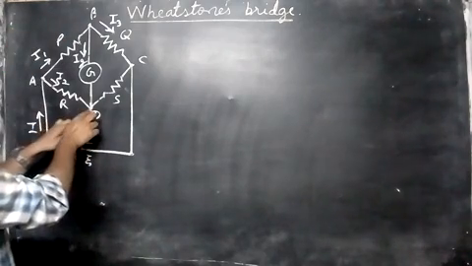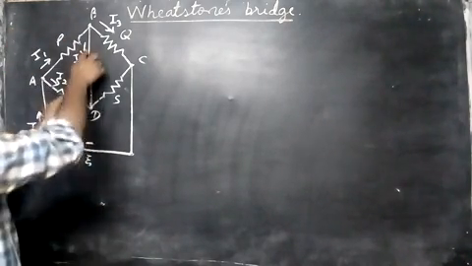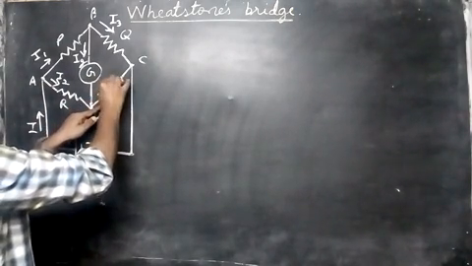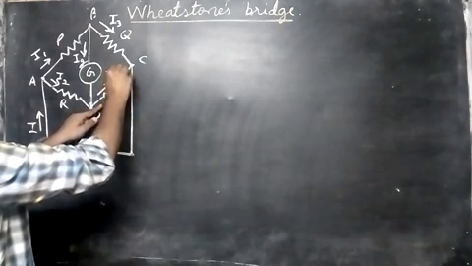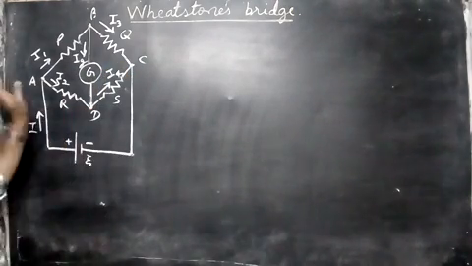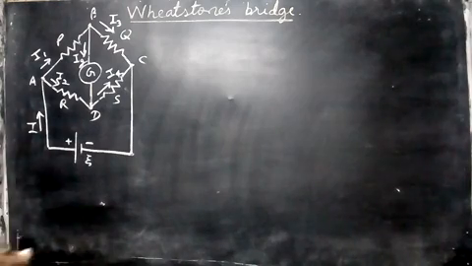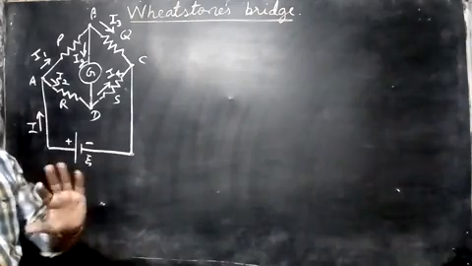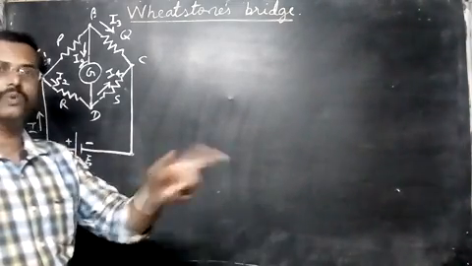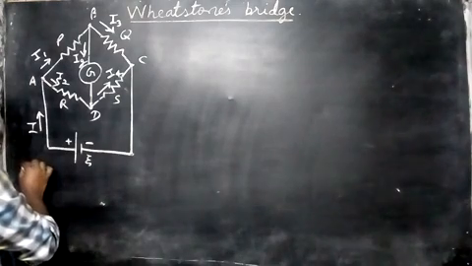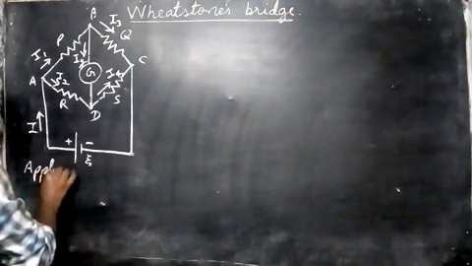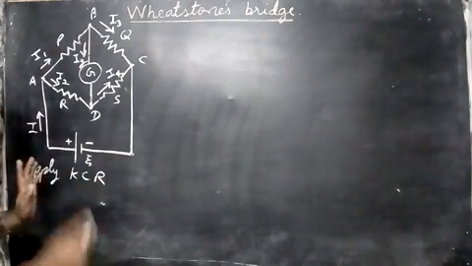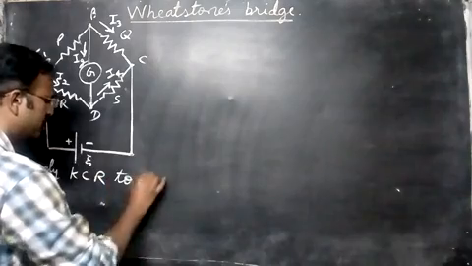Then let's come to D now. At D, I2 and IG will meet here, and we'll get a current in this direction. This current will be marked as I4. So we have different currents here. Now we have to use Kirchhoff's first rule and Kirchhoff's second rule. The first rule is Kirchhoff's current rule. So we apply Kirchhoff's current rule, that means the first rule, to the junction B.